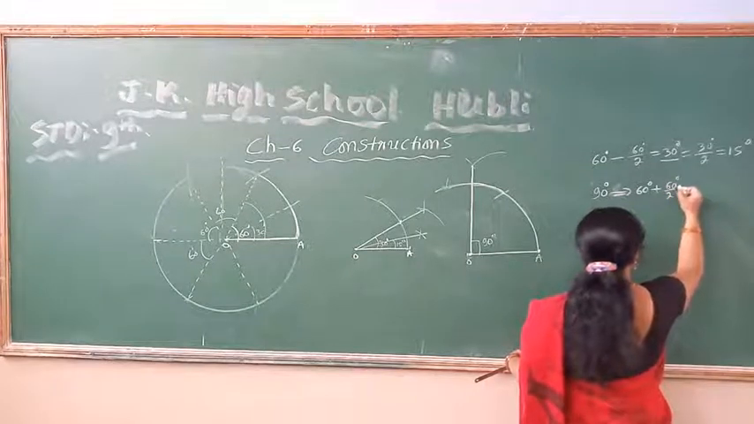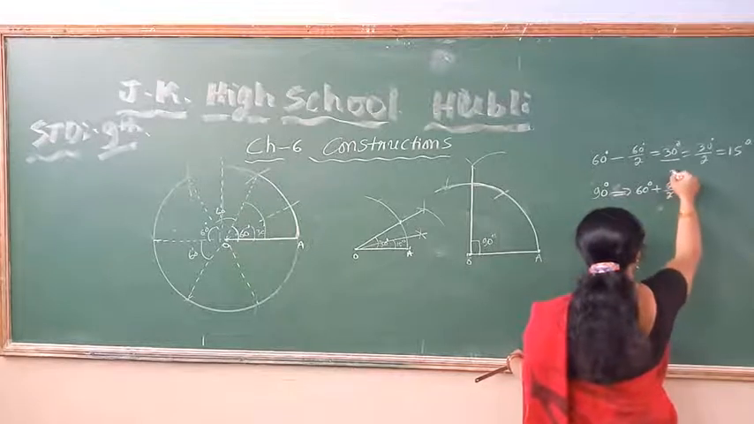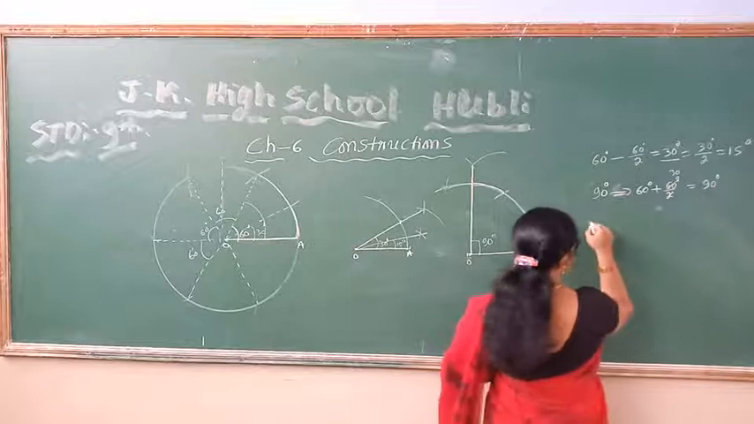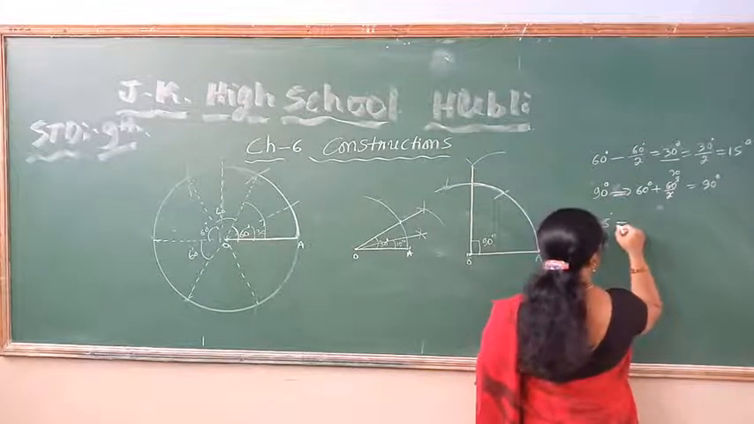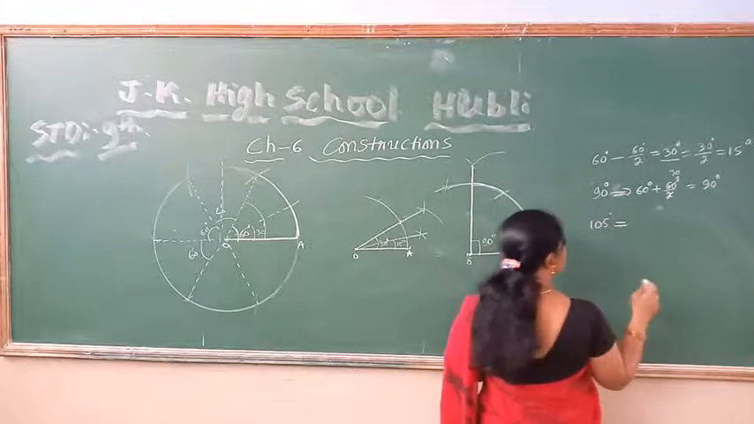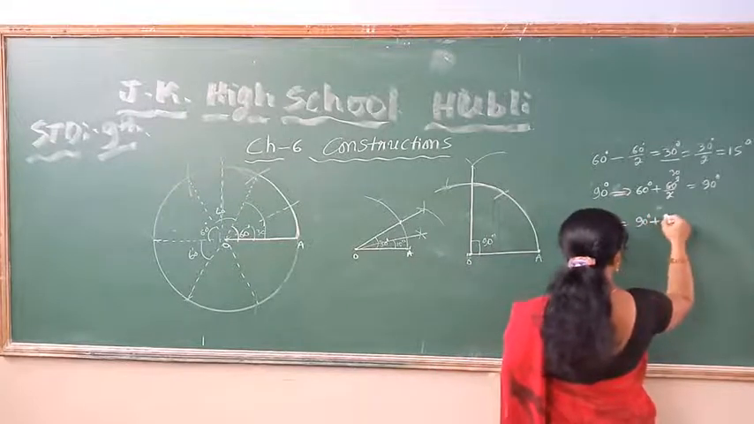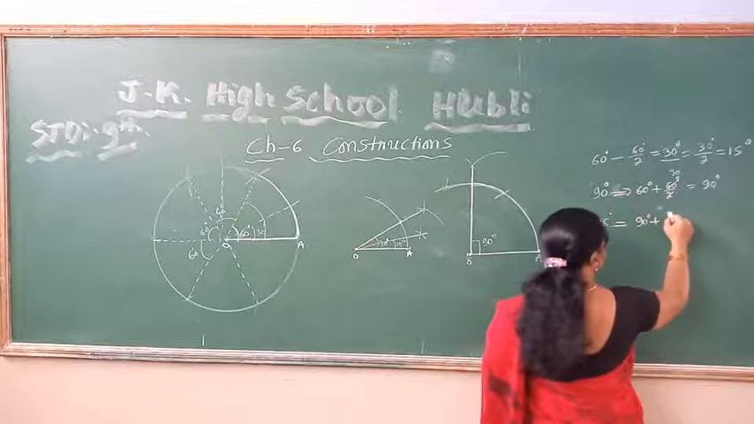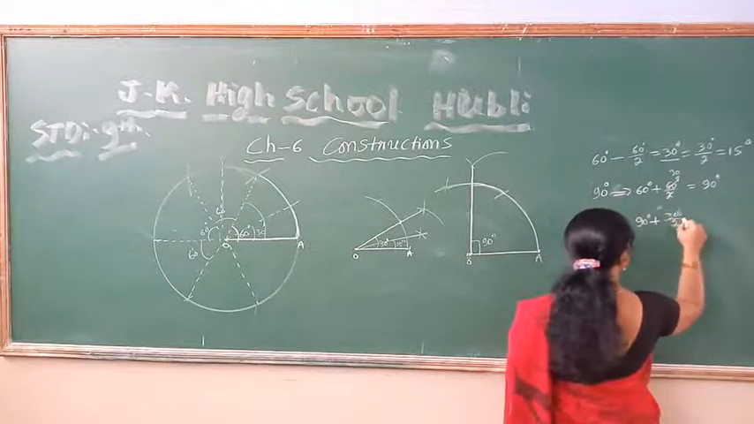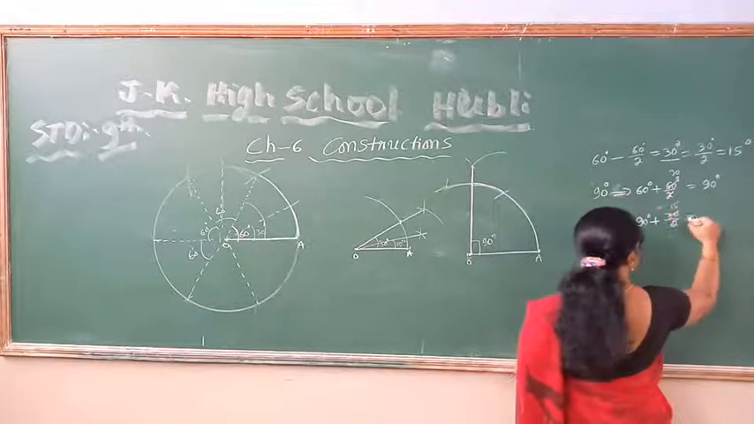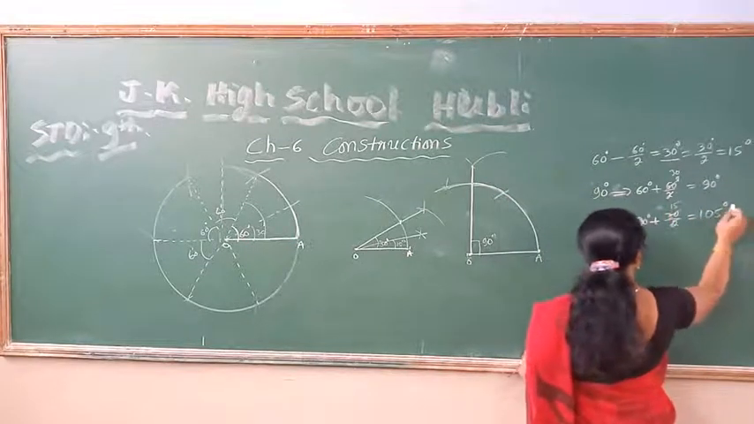So it becomes 30 degree, then this becomes 30 degree. This becomes 30 degree means it becomes 90 degree. You want to construct 105. 105 means what you can do: first you have to construct 90 degree, then plus 15, next 30 degree there. That 30 you have to bisect into two equal parts. Then it becomes 15. Then it becomes 105.